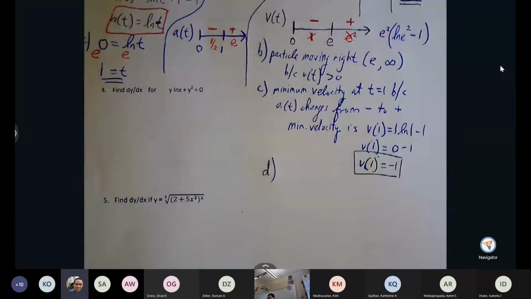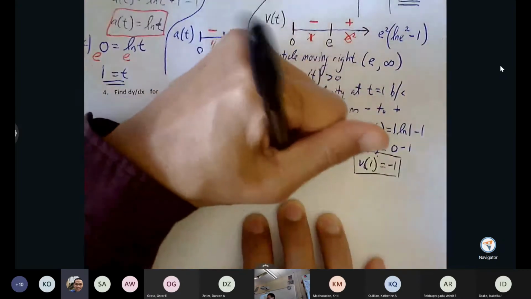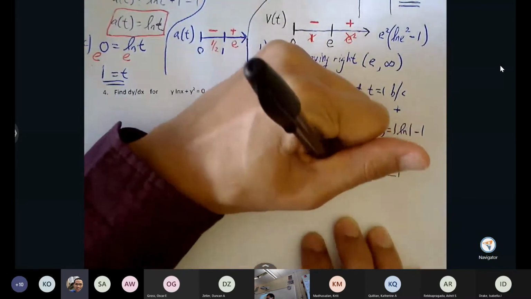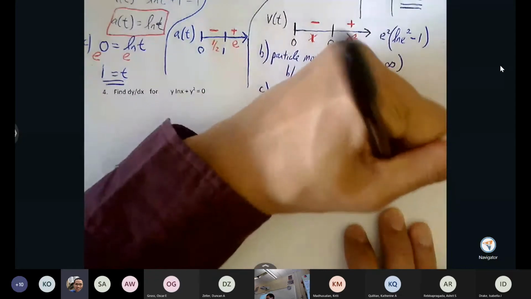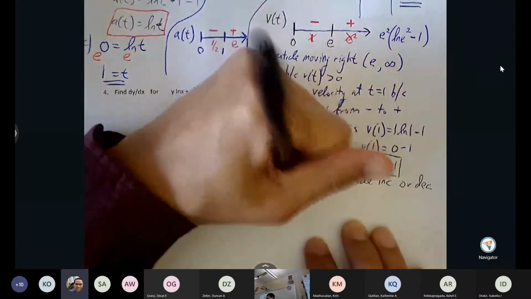I want to extend this a little bit longer into something that we may see on the test as well. So if you guys can include part D. And for part D, if you guys can write this down, is the speed of the particle increasing or decreasing at t equals 3?